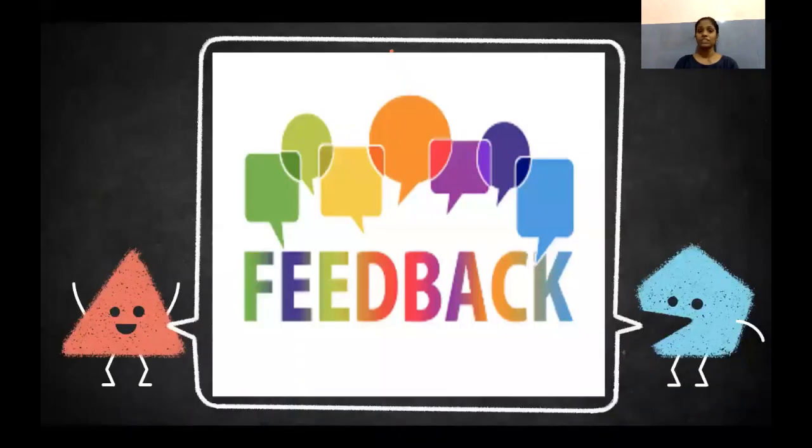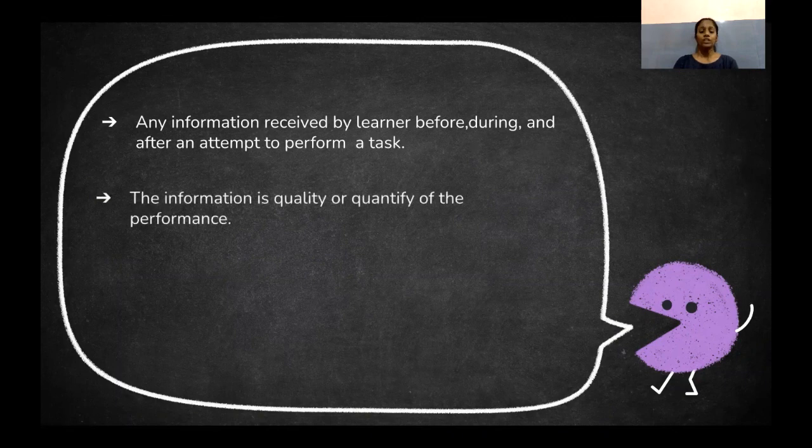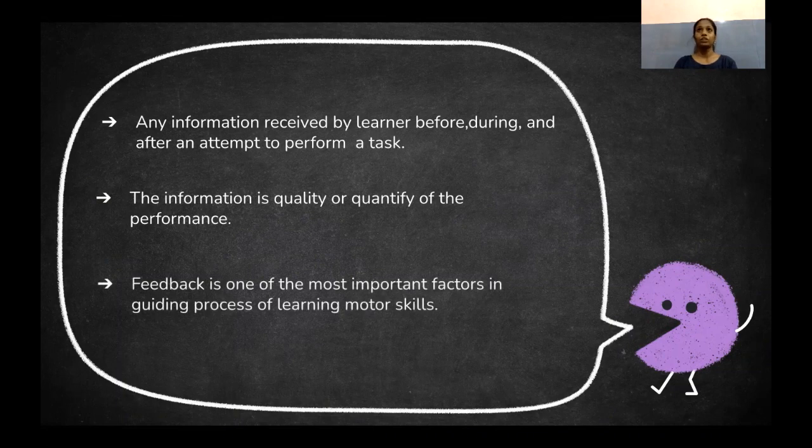Starting with, what is feedback? Feedback is any information which is received by the learner before, during, or after an attempt to perform a task. The information qualifies or quantifies the performance. And lastly, feedback has a very important role in guiding the process of motor learning.